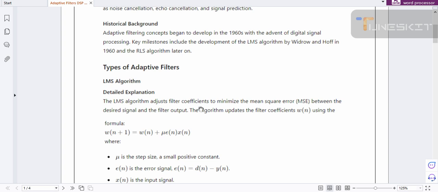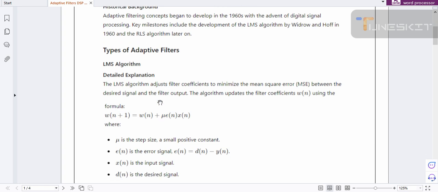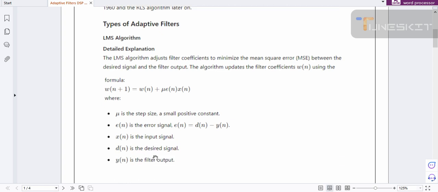The LMS algorithm adjusts filter coefficients to minimize the mean square error between the desired signal and the filter output. The algorithm updates the filter coefficients w(n) using the formula w(n+1) = w(n) + mu e(n) x(n), where mu is the step size, a small positive constant, e(n) is the error signal, x(n) is the input signal, d(n) is the desired signal, and y(n) is the filter output.